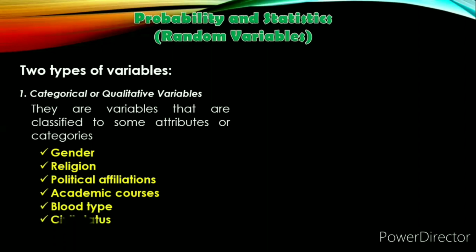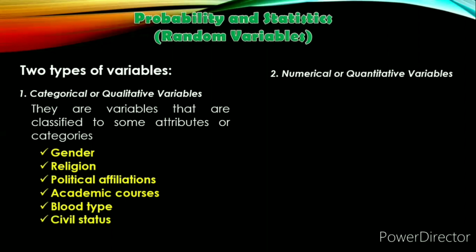Another example of a categorical or qualitative variable is civil status: single, married, and so on and so forth. So that is another example of categorical or qualitative variables.